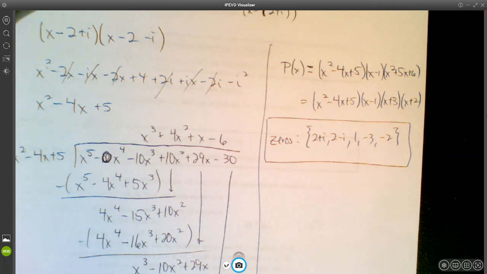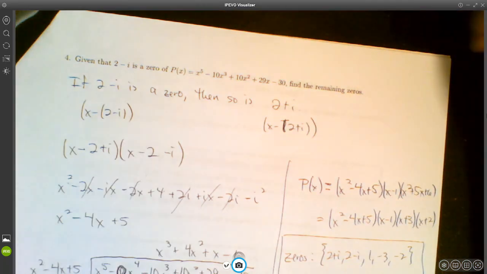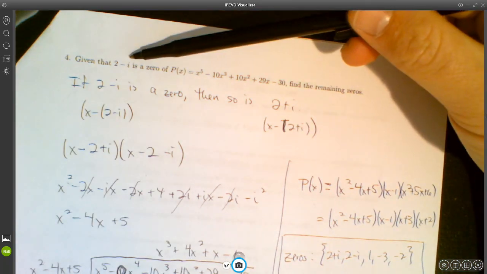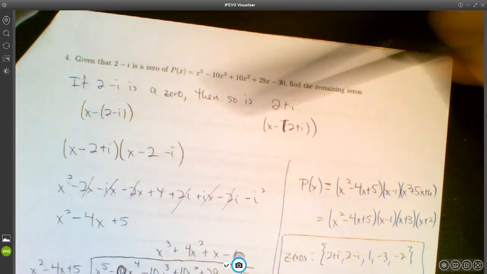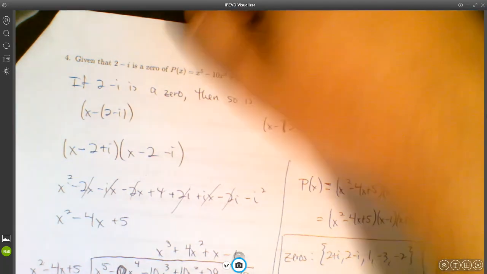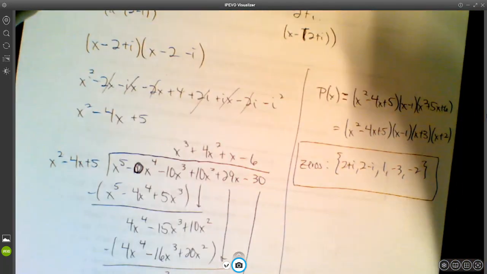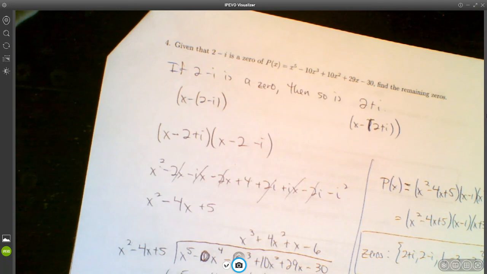So there you go. That's how you would use the conjugate pairs theorem, right, to find the zeros of a polynomial. So it's a nice little tool. That's all I have for this section. In the next one, we're going to talk about another tool that we can use called de Moivre's theorem.